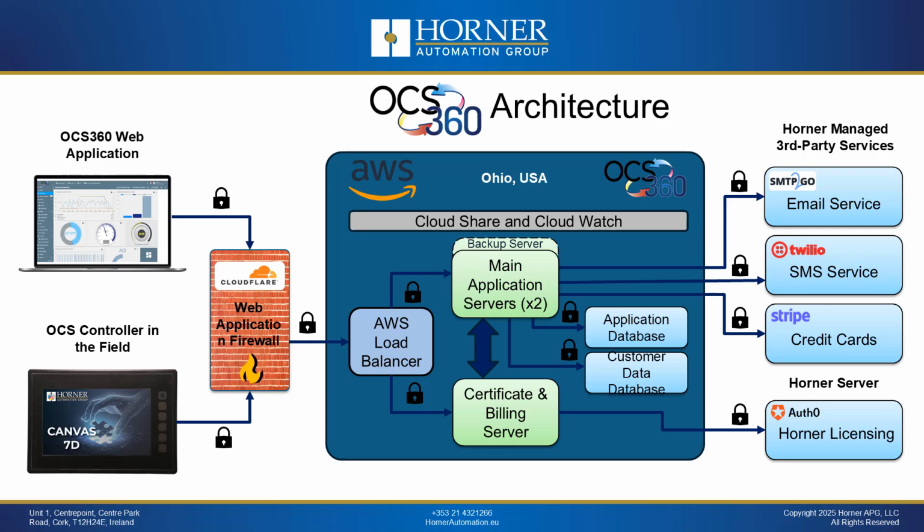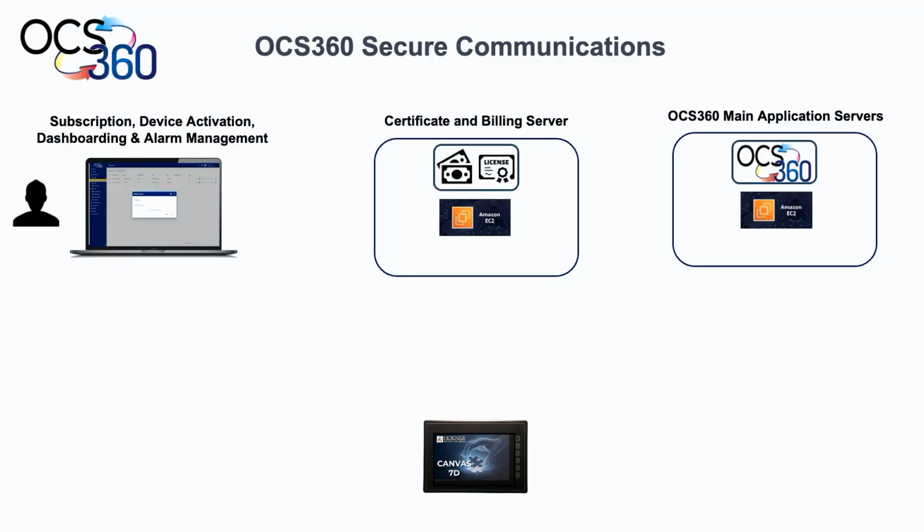And what they are doing is they are pushing variable data that you have designated to be sent to the OCS360 cloud, and they are pushing that data through MQTT. This is the look of the main architecture of the OCS360. Now let's take a look at all the ways we have made OCS360 communications secure.